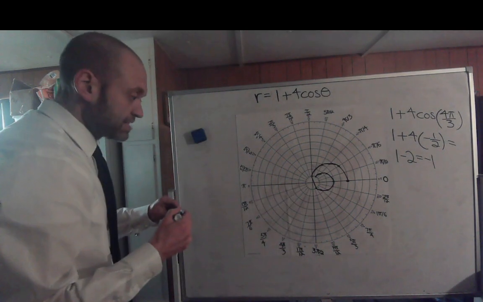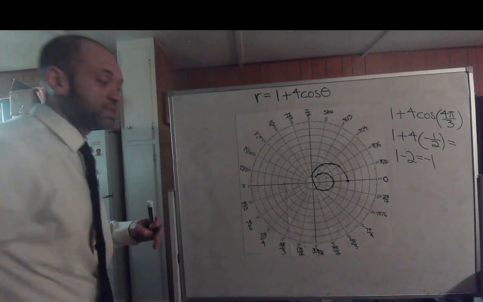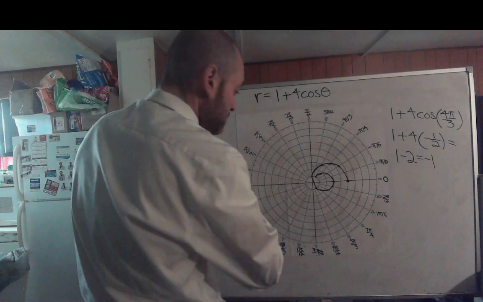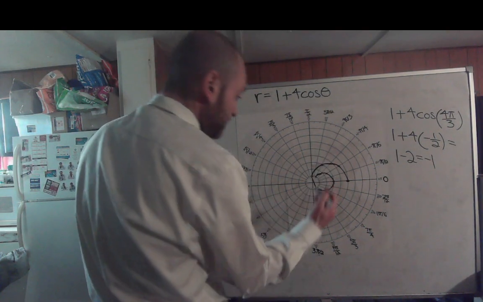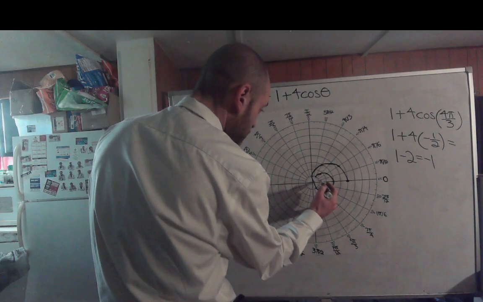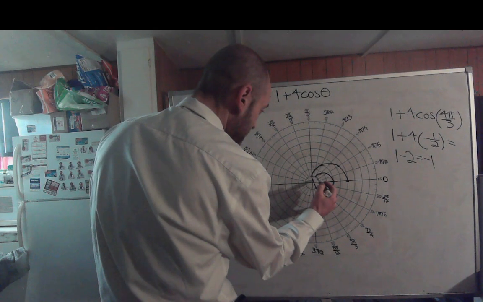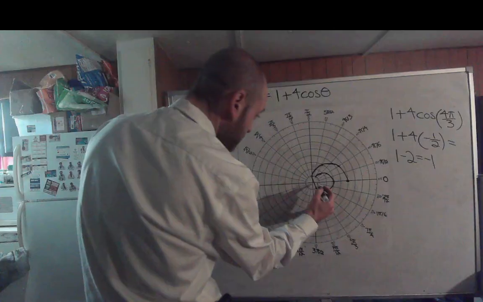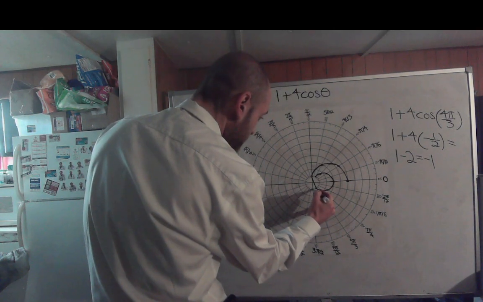And then I next have 3 pi over 2. What's the cosine of 3 pi over 2? That's 0. So that would just give me then 1 plus 0, which is in fact 1. So that's going to put me actually right here then.